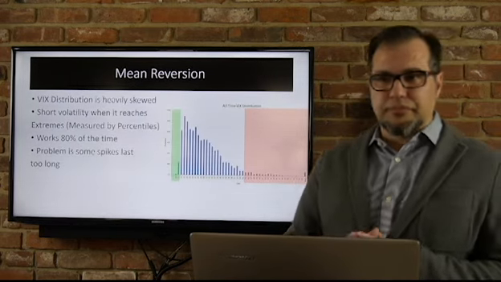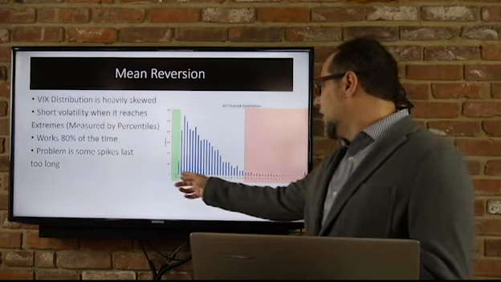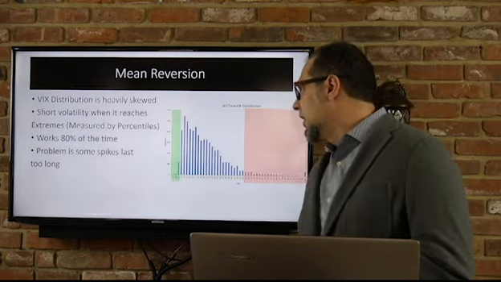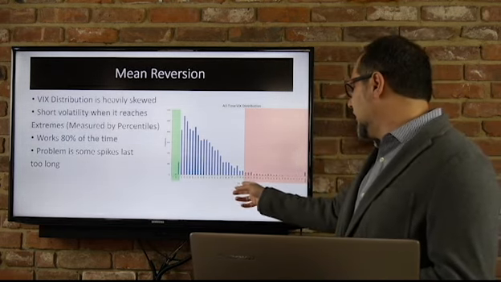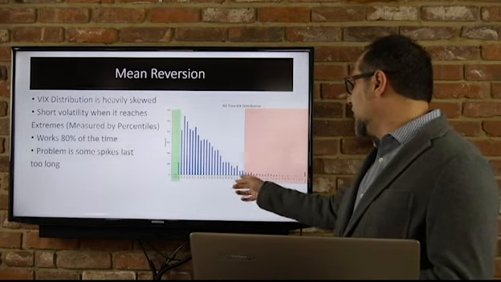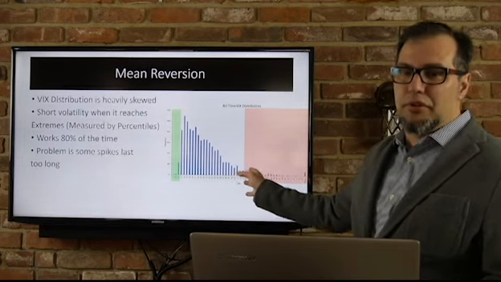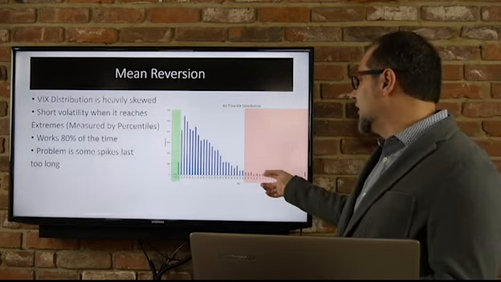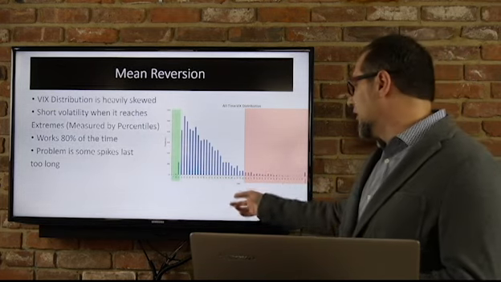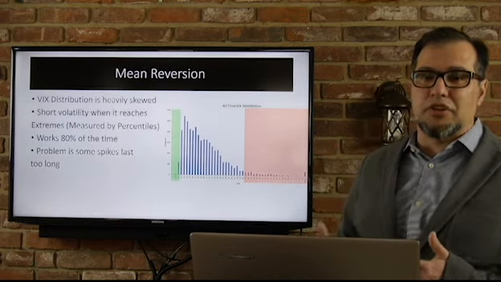Mean reversion. Because the VIX distribution is heavily skewed towards the lower numbers, when you get to be above 30, above 35, you're in the 90th percentile of the VIX distribution. So obviously the VIX doesn't stick around there very long, and during a bull market, if you get a VIX of 25 or VIX 30, that means that this condition is not going to last very long.